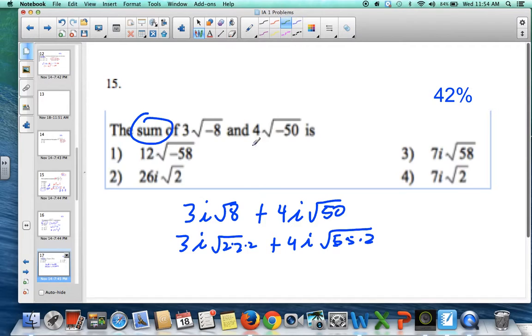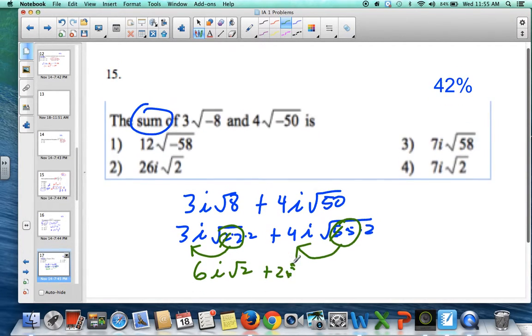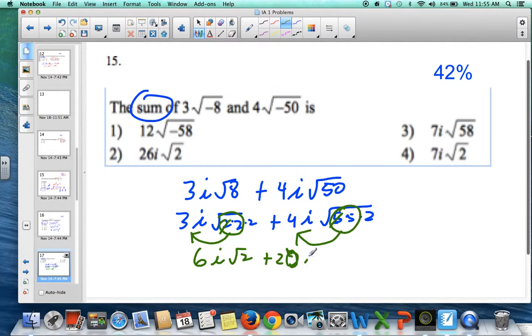And now with square roots, 2 of these together come outside. So that's 3 times 2 is 6i square root of 2. And one of these 5s comes out, and that's plus 20i square root of 2. So 6 plus 20 is 26, so 26i square root of 2.